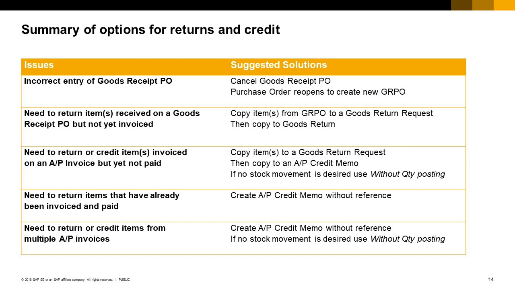If you need to return items received on a goods receipt PO that is not yet invoiced, it is useful to copy to a goods return request. The system will automatically suggest copying to a goods return. If you need to return items that have been invoiced but not yet paid, it is useful to copy to a goods return request. The system will automatically suggest copying to an AP credit memo.